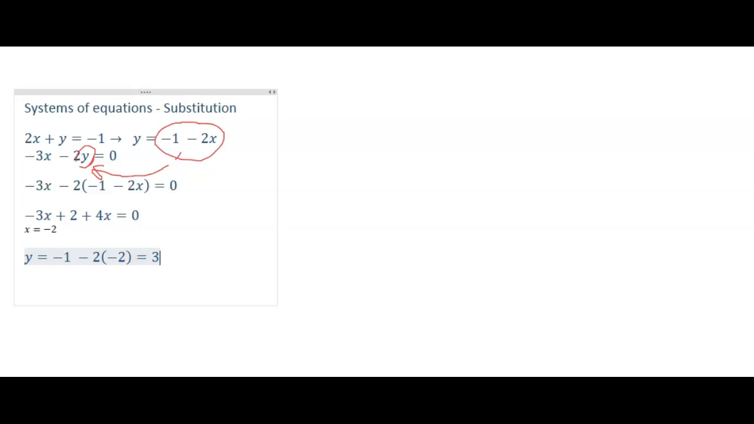Now that I have a value for x and a value for y, we can write the solution to the system of equations as an ordered pair. X is -2. Y is 3, and there it is. We're done.